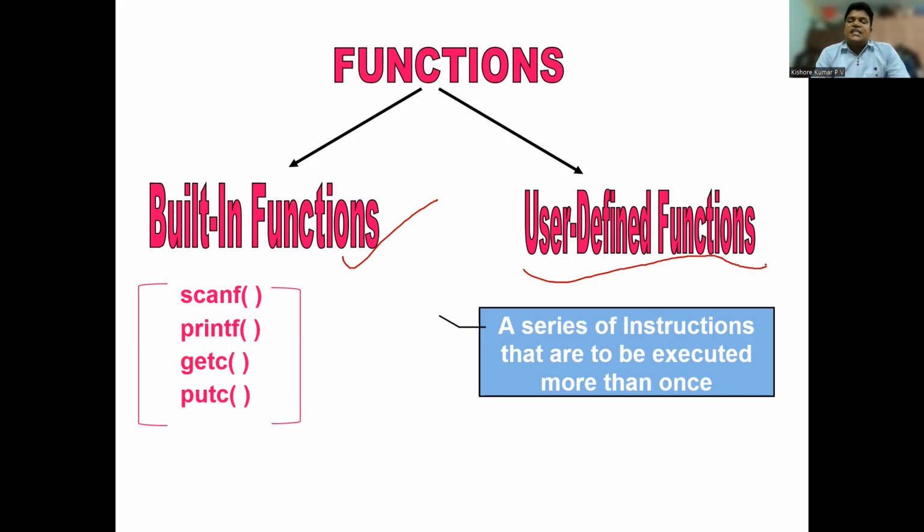As I told, a user defined function is a series of instructions that are to be executed more than once. And for predefined functions, earlier we saw printf, which we use as an output function, and scanf, the input function, which we use for writing C programs. These are predefined functions, that is, library or built-in functions. Also, when we discussed strings, we discussed getchar and putchar. Those come under the functions topic, but those are all built-in functions. So come to user defined functions.